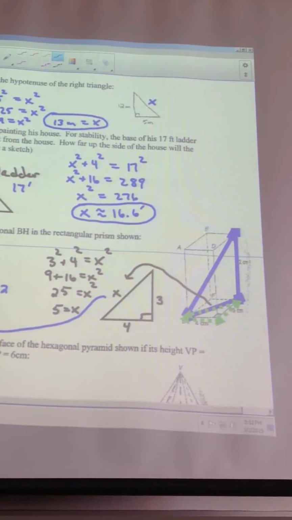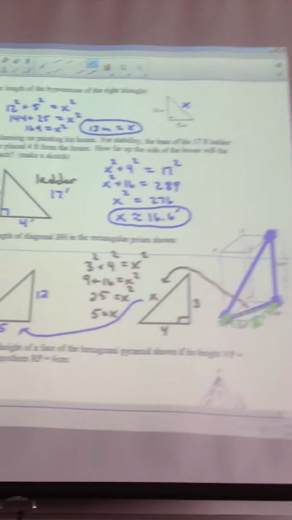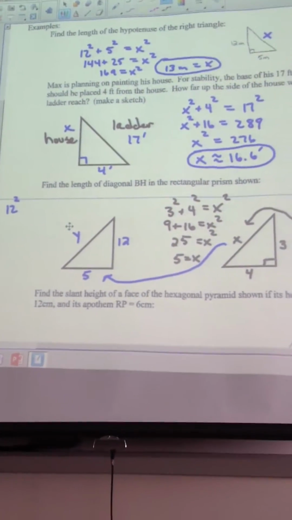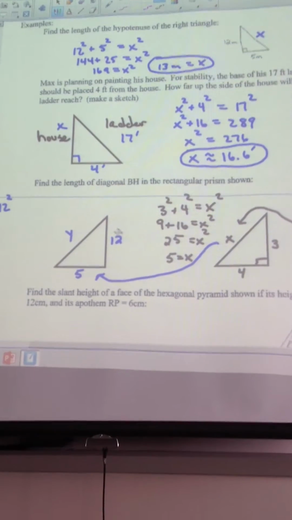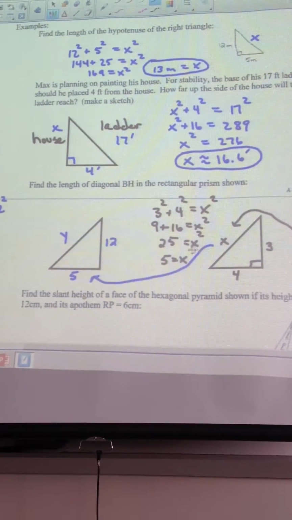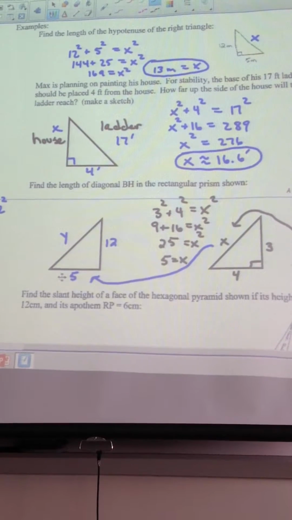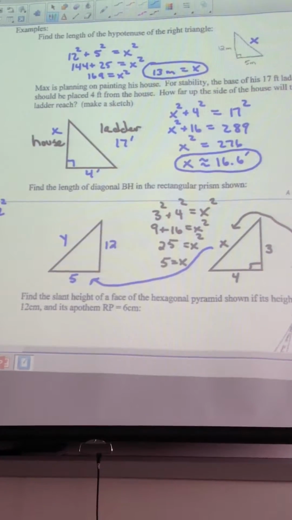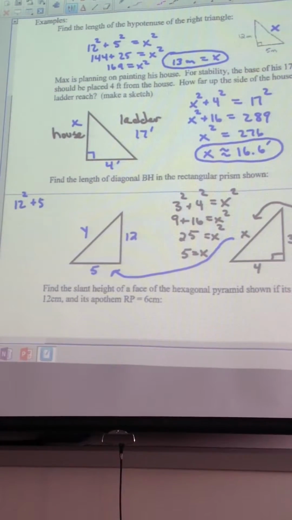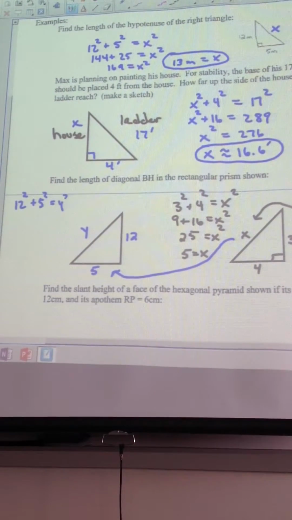So now I'm going to set up my Pythagorean theorem with 12 squared. Just realized that I had not shown you that picture. So here we go. I moved the x value that we just found down here below. 12 is my vertical value, and I'm going with 12 squared plus 5 squared equals y squared.